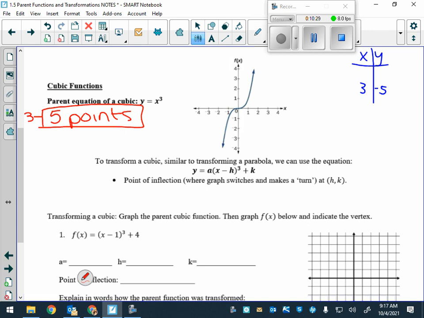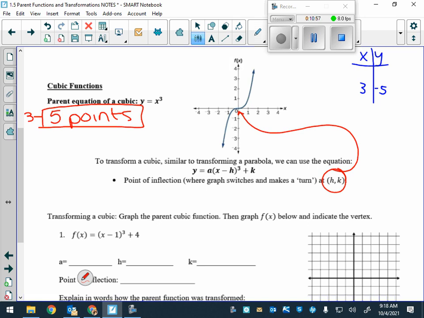Okay? So, cubic functions, 3 to 5. Basically, to start off, -1, 0, and 1, show your inflection point. Show this inflection point. So, if you notice, A, H, and K are the same, but HK is your inflection point, where it switches and makes the turn.